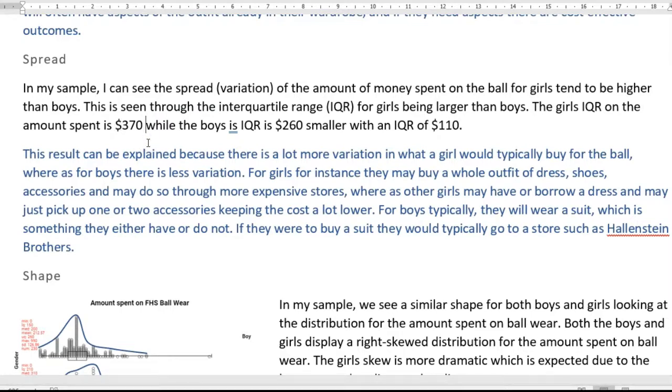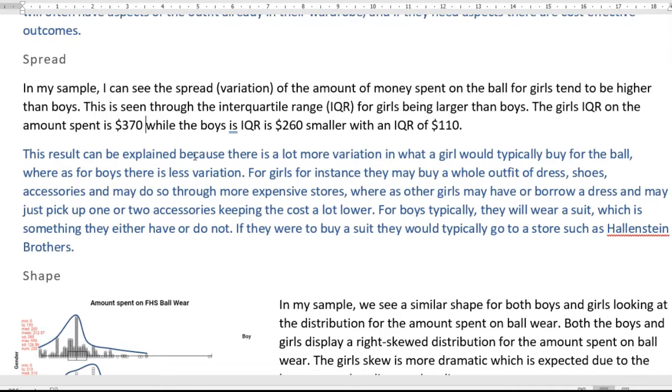And then I go on to talk about excellence. So this can be expected because there's a lot more variation in what a girl could buy for the ball, whereas for boys there's less variation. For instance, girls can buy things like dresses, shoes, and accessories that go with it, and may often do so through online stores and stores that may be more expensive. Whereas the variation occurs, some girls may borrow dresses from a friend or family, or maybe they already have a dress and they just need to pick up a couple of things, so they're going to have low cost. So there's huge variation from girls that spend a whole lot of money on the ball to girls that don't spend a whole lot of money.